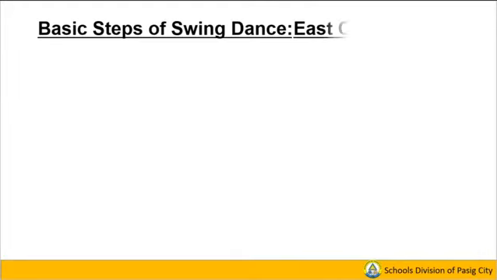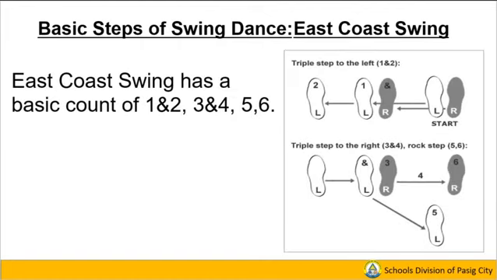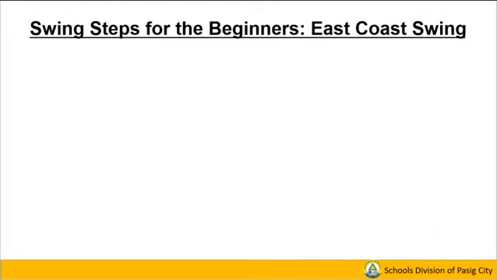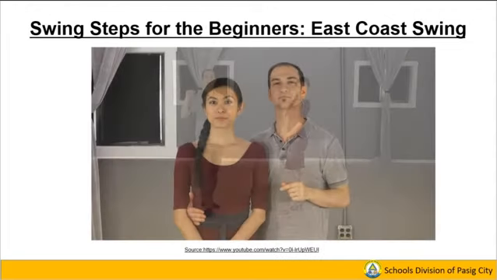Now let us learn the basic steps of swing dance, particularly the East Coast swing. Beginners usually start with East Coast swing, because it is the easiest of all swing styles. East Coast swing has a basic count of 1 and 2, 3 and 4, 5, 6. It's known as a triple step swing. The basic pattern is triple step, and a rock step. In this video clip, you will learn the basic steps of East Coast swing.